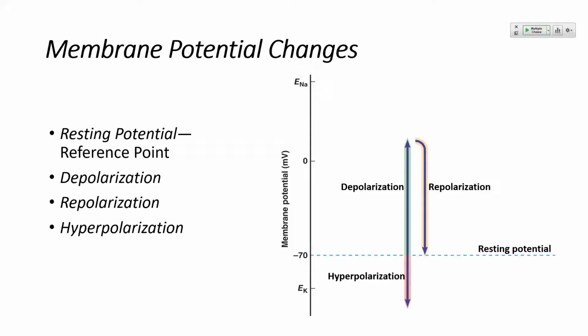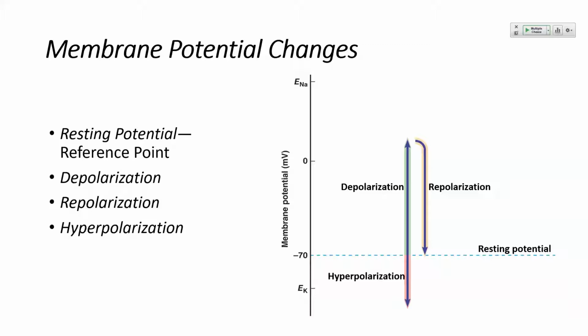Membrane potential changes. Our resting potential is about -70. Then we can have positive changes which depolarize the membrane potential, and we can have repolarization, which are changes that move us back towards rest. And then beneath our resting membrane potential, we can have hyperpolarizing events that actually take us a little bit more negative than that -70, our resting membrane potential.